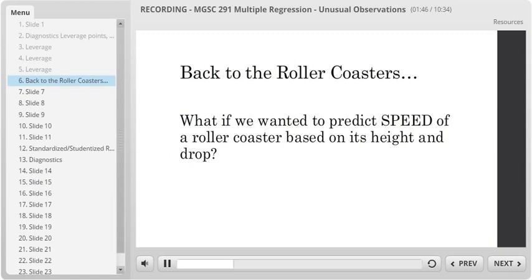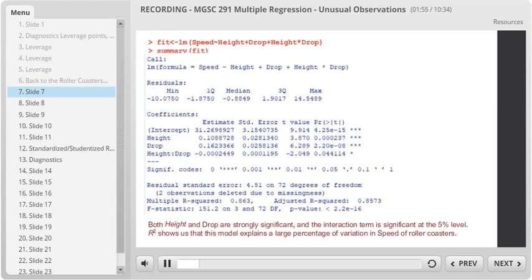Let's return to our roller coaster example. What if we wanted to predict the speed of a roller coaster based on its height and drop? Our regression model of speed on height and drop plus the interaction term of height and drop gives significant p-values for the overall F-test and for the height and drop terms. The interaction term is significant at the 5% level. This model explains 86.3% of the variation in speed of roller coasters.